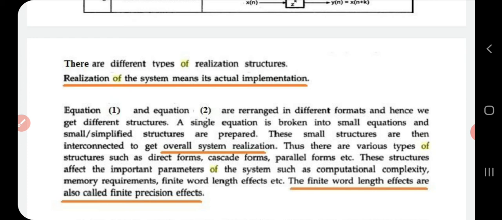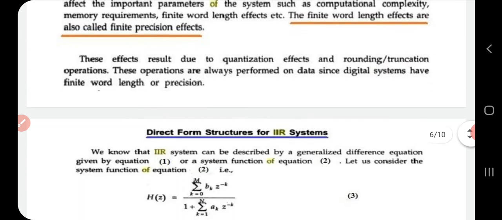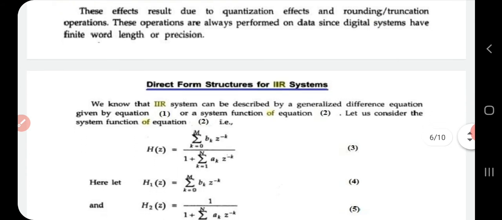Later these small equations are simplified. Later these simplified small equations are joined, connected, or cascaded to get the final or overall system realization. Similarly we can have various structures like direct form structure, cascade form structure, parallel form structure, etc. Now in today's class we will learn about the direct form structure for IIR systems.